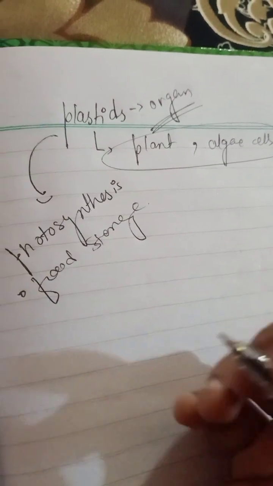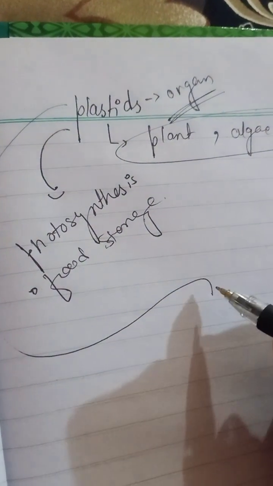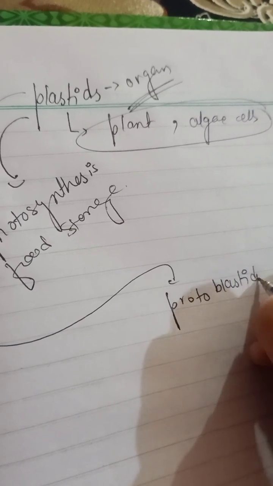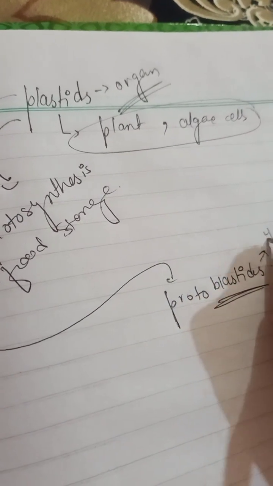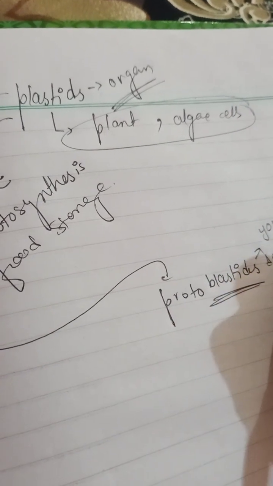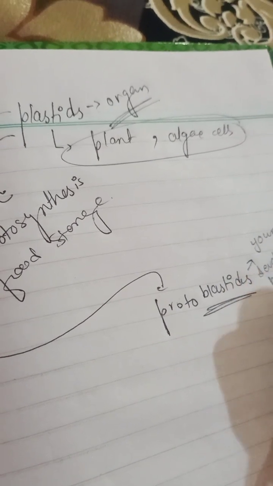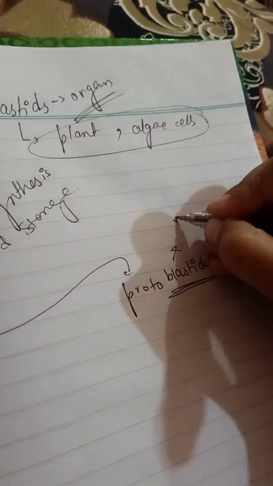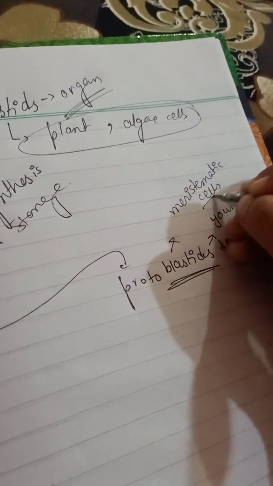Okay, so if we talk about plastids, plastids are basically classified starting from the proplastids. Okay, so what are proplastids? Proplastids are basically young and immature, or you can say developing plastids. They are self-replicating, which means they divide. In which cells do they divide? Meristematic cells. Meristematic cells are basically the cells which have the ability to divide.